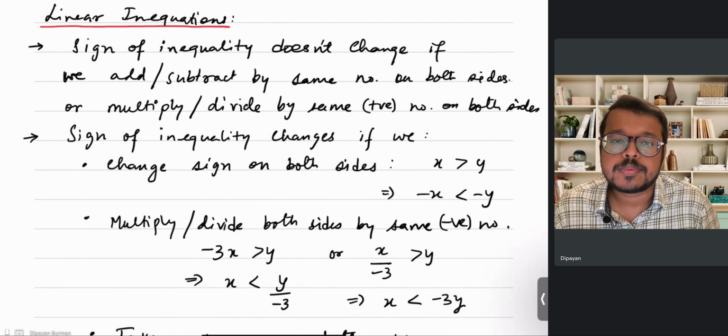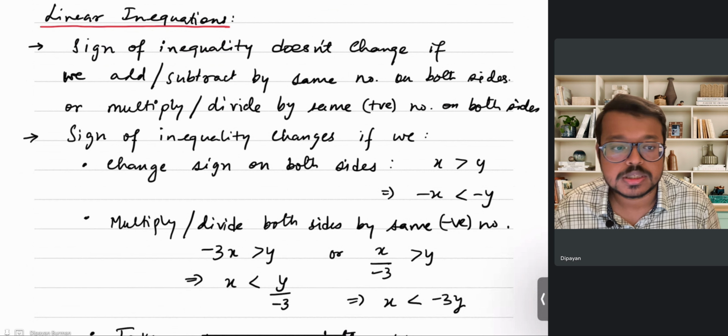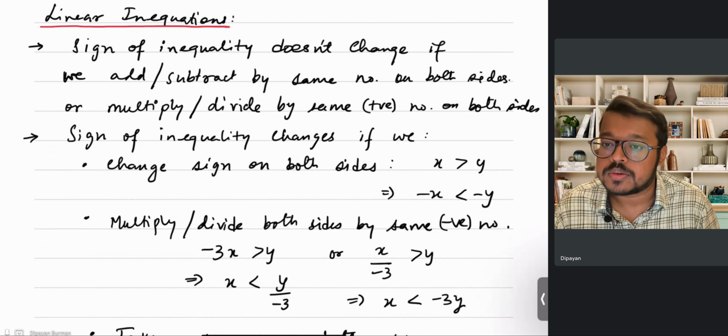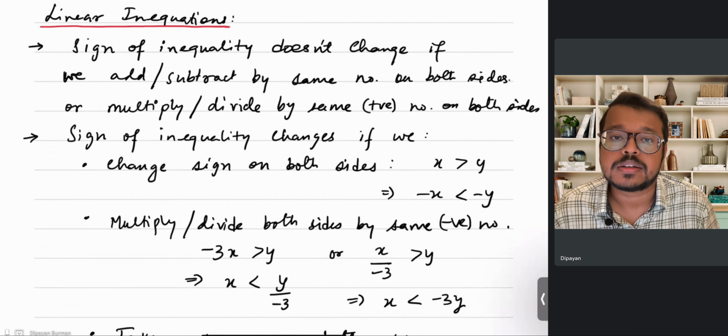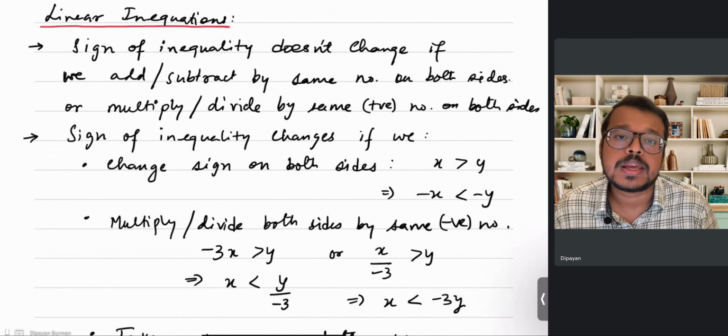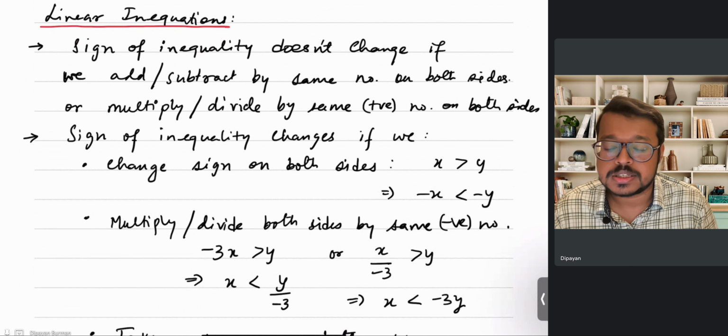Let's recap some of the concepts from linear inequations and quadratic equations. Now for linear inequations, we will have something greater than something or something less than something. That's an inequation. And we solve inequations very similar to how we solve equations. We can either add, subtract, multiply or divide the same thing on both the sides, or we can transpose one thing from one side to the other side.